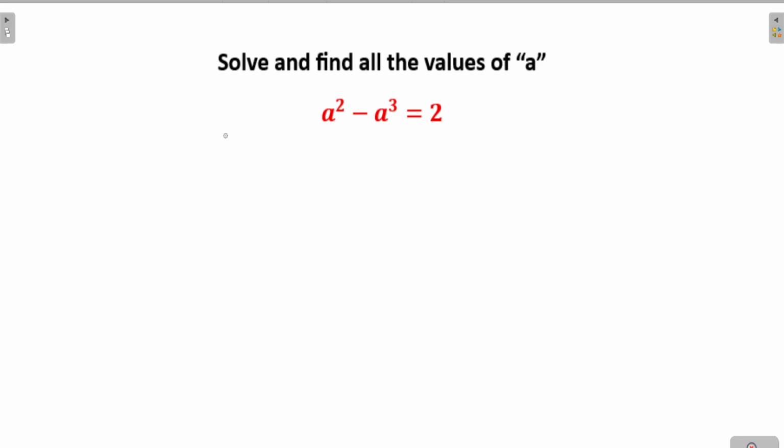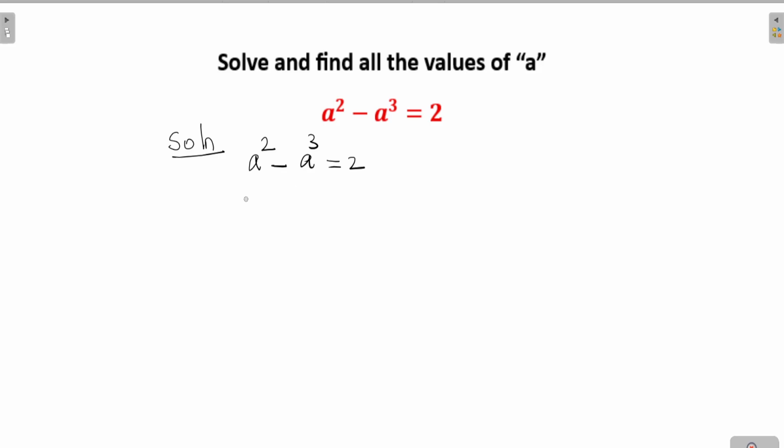Hi friends, this is the Math Olympiad question. We are going to find all the values of a. The given equation is a square minus a cube equal to 2.